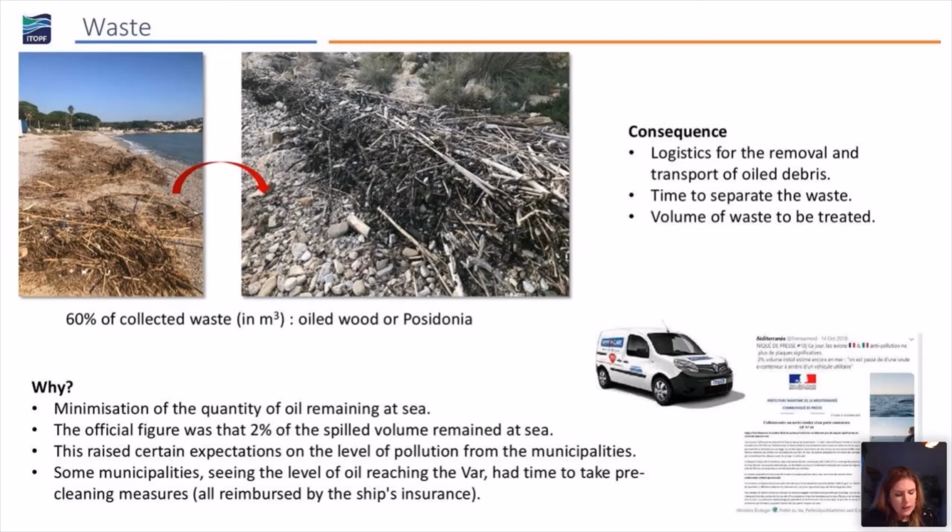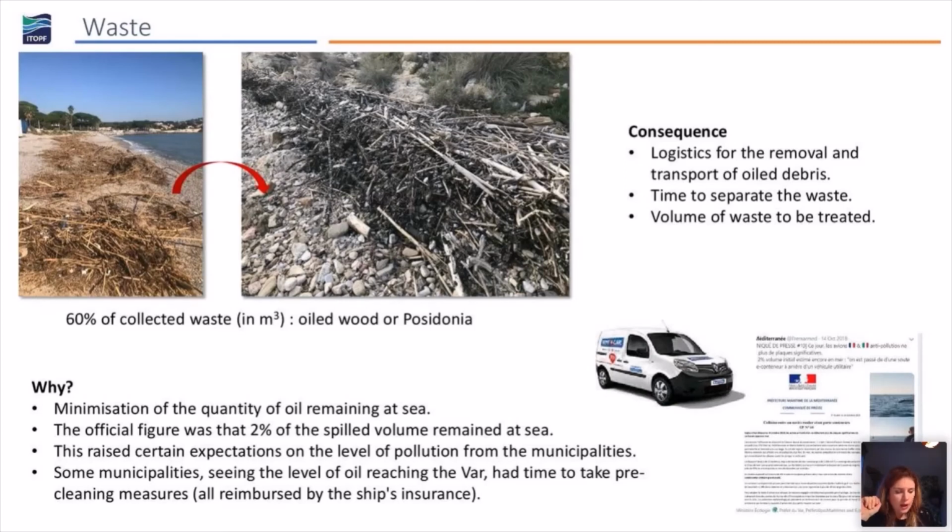So in a press release a few days before the first arrival of oil on the shoreline, the official figure was around 2% of the volume spilled remaining at sea, which corresponds to less than 10 tons of oil. So this has generated a certain amount of expectation from the municipalities and certainly a lack of preparedness for a more significant arrival.